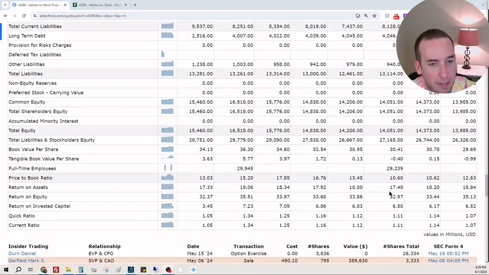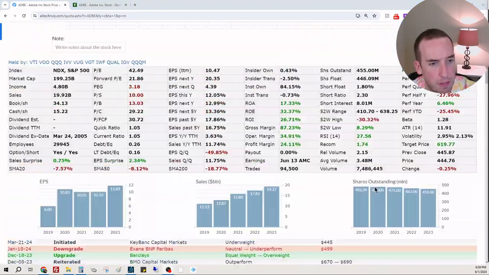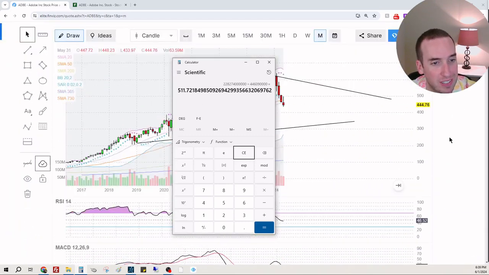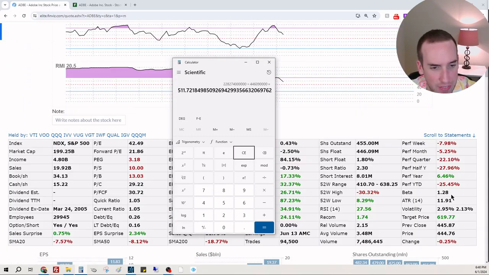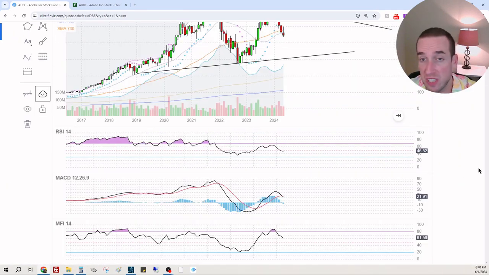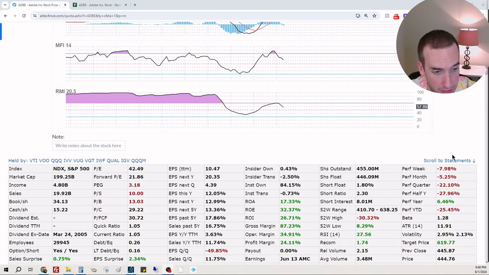Anywho, let's continue on my calculation. 228. We're going to divide this by 446,090,000. $511 stock trading at 447. Analysts have this at 619. We see 445, that was in March, 499, 519, HSBC, 519 to my 511. So I do see some upside. Analysts have this going higher than I do.